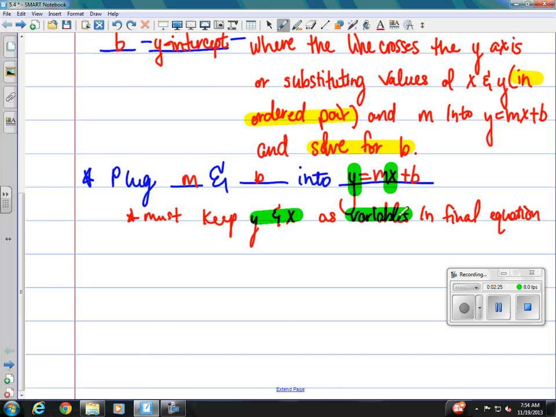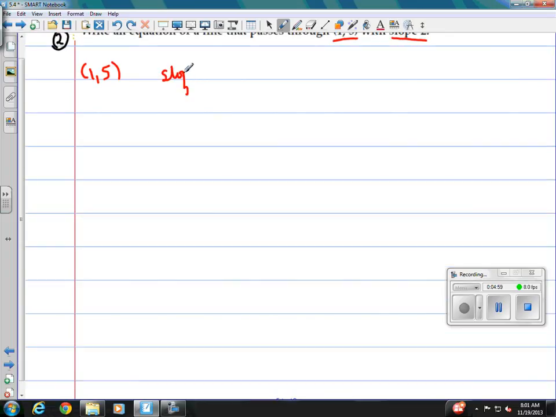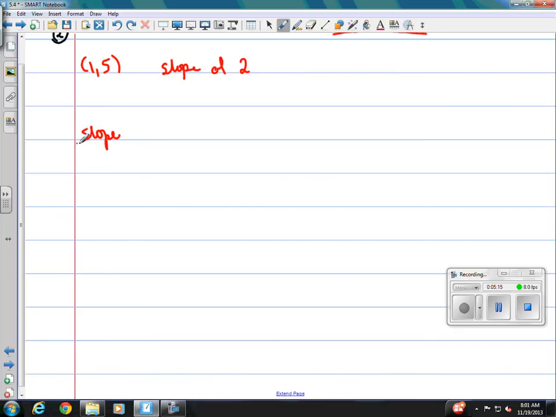So let's see our first example. Write an equation of a line that passes through 1, 5 with a slope of 2. Now, the very first thing we always want to find is our slope. So at this point you have to ask yourself, is this one of those problems where slope is given to you, or do you have to find slope? Well, it says slope of 2, so that means it's given to us. So we just say slope is the variable m, and m equals 2.